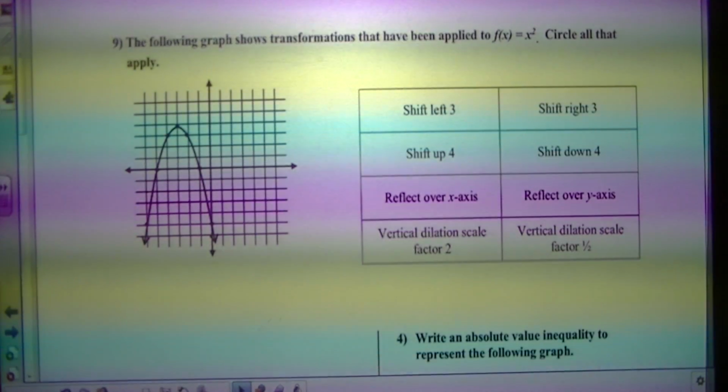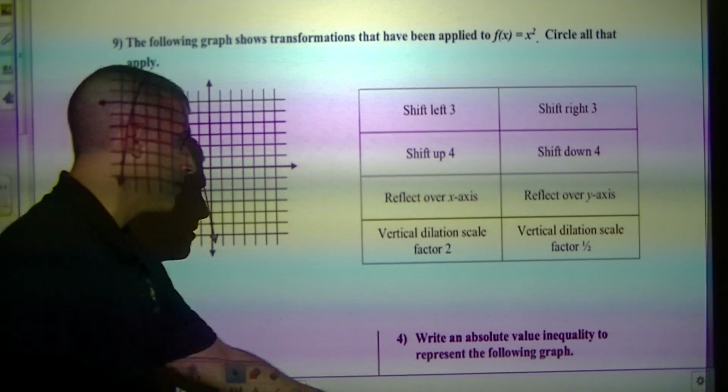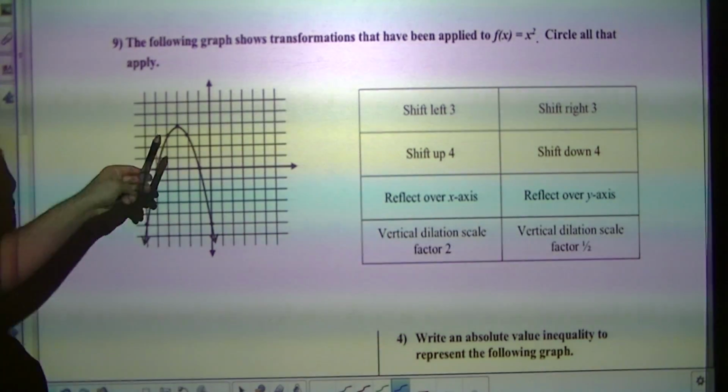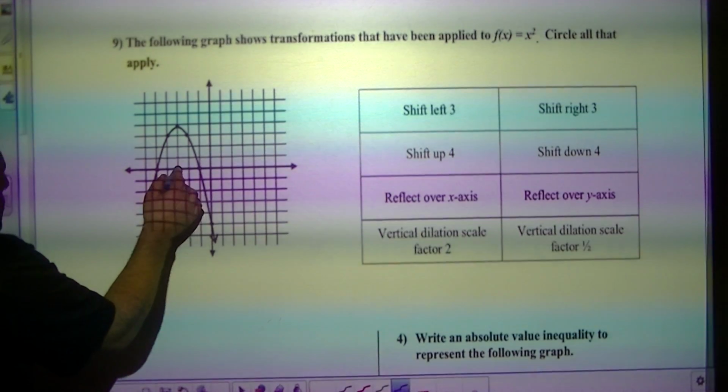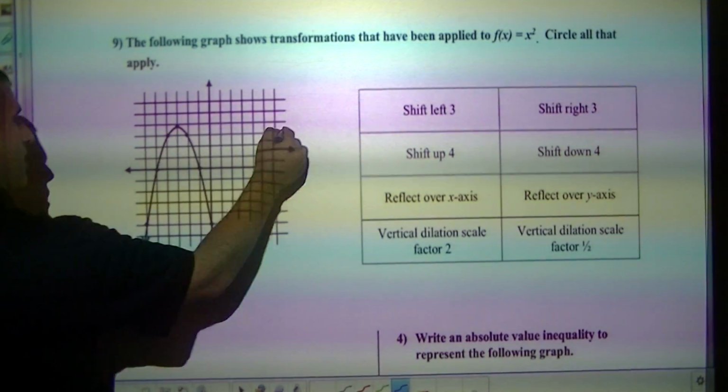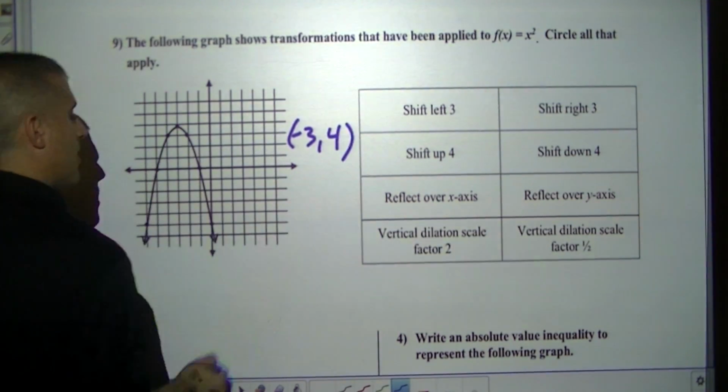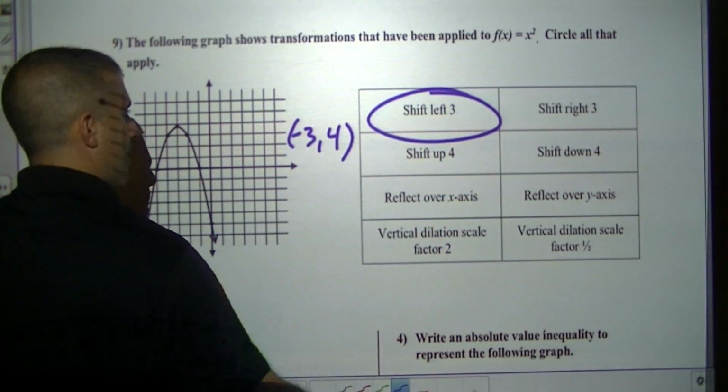Next. Okay, apply all the following. What you should do for this is look at the anchor point. My anchor point is 1, 2, 3, 1, 2, 3, 4. So I'm at -3, 4. What happened? I shifted left 3, and I shifted up 4.